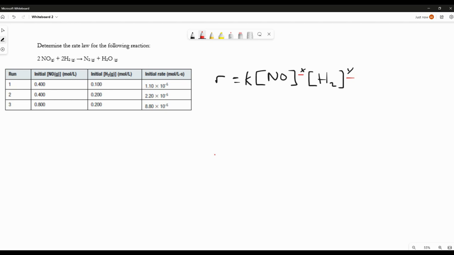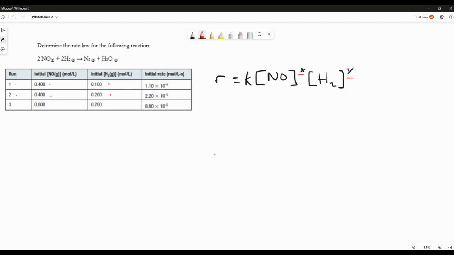Let's look at this table. We can see that between trials 1 and 2, there's no change in the concentration of NO. But the concentration of H2 goes from 0.1 moles per liter to 0.2 moles per liter. Since the concentration of NO doesn't change between trials 1 and 2, any change in the rate will be entirely due to changes in H2.